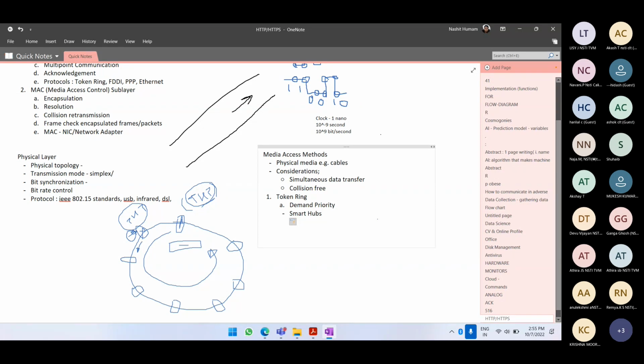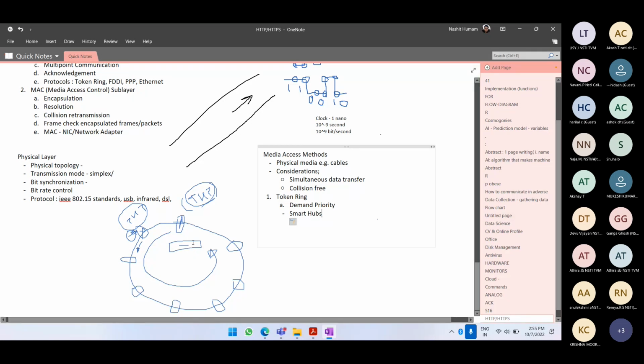right? The hub will define which device will be transmitting, or it will define the permission for which device is to be sent first. So suppose this device gets the priority. Now the hub defines that this device needs to transmit data first.